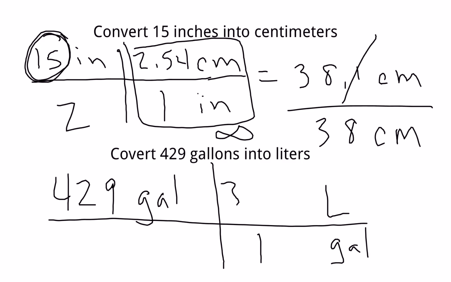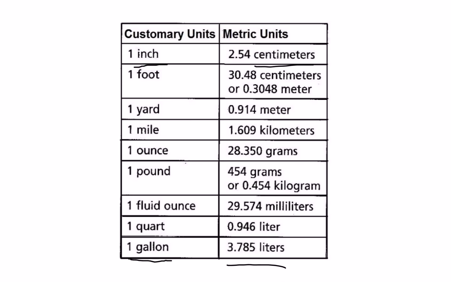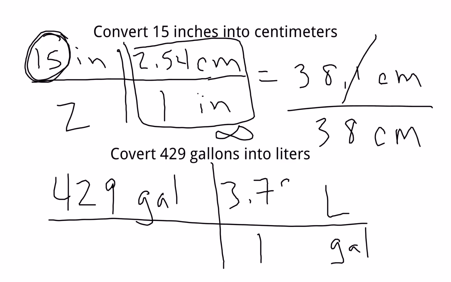1 gallon, 3.785 liters. All right. So go ahead and take a second, calculate that. And again, not minding the significant figures, the answer you get should be roughly 1,623.7, and that's liters. Should be the answer. All right? So hopefully this makes sense to you guys.